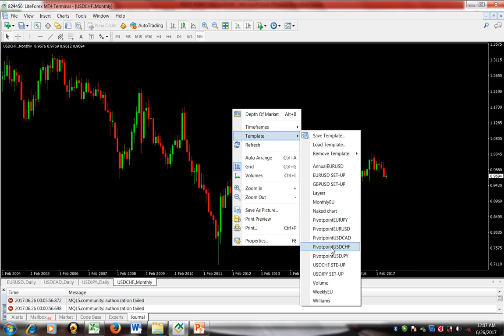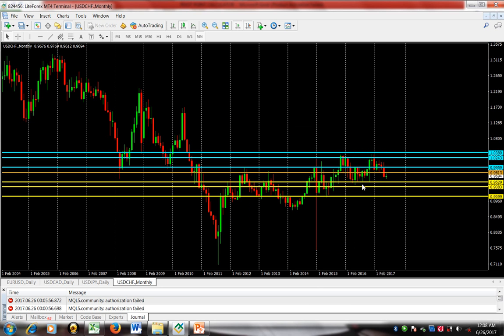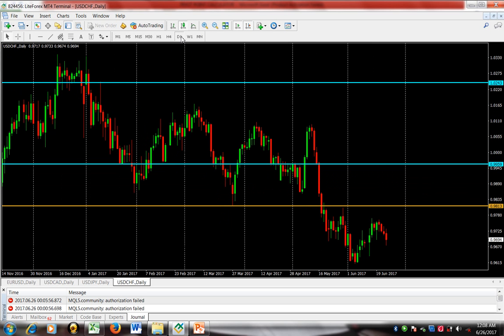That's US note here. Now you can see the 7 levels have been calculated and drawn on a chart. This is the main pivot point. This is R1, R2, R3, S1, S2, S3. Now I can switch to the daily time frame. Now look at what we have.